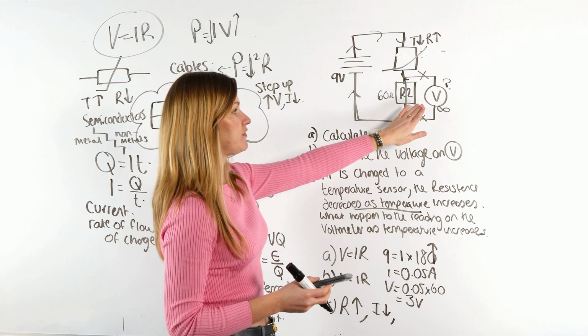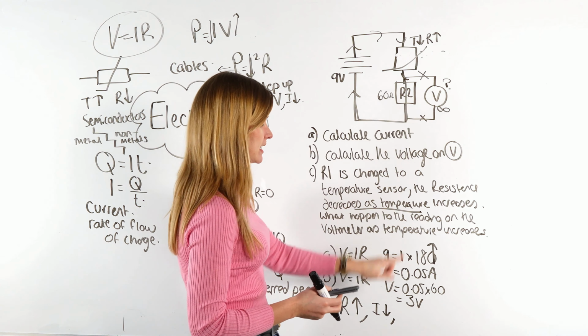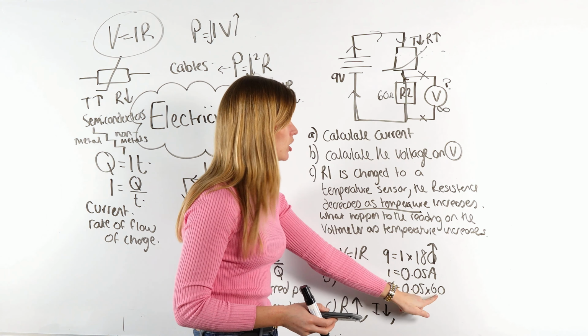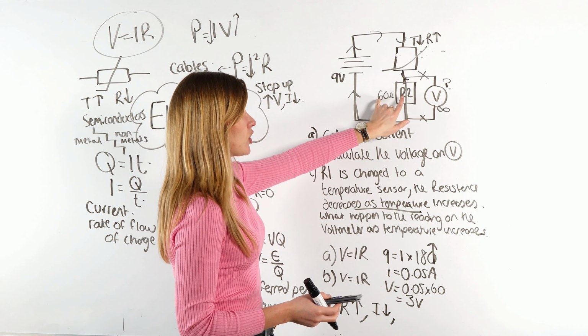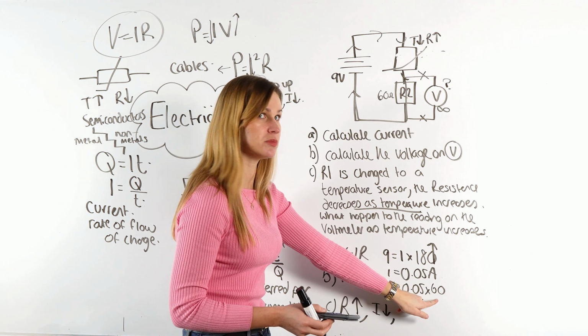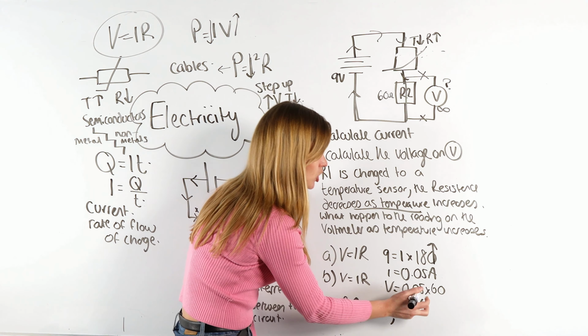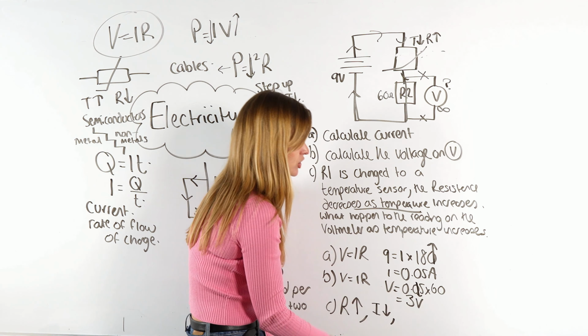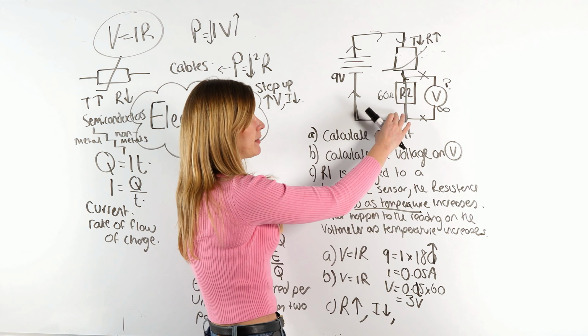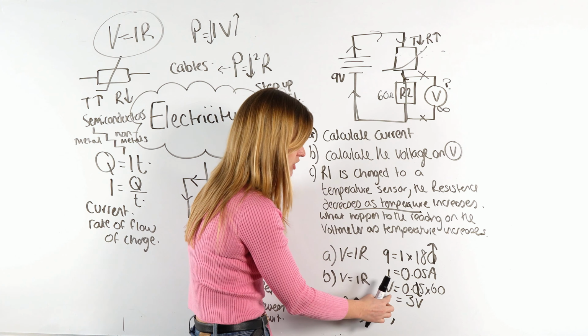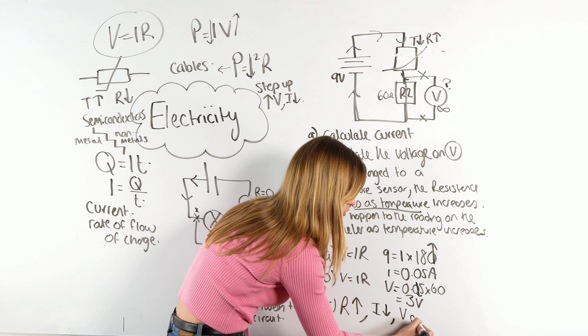Now, if I'm trying to figure out what's happened to this voltmeter, remember what we're doing here is V equals I times R. Yes, the resistance of R2 stays the same. It's still 60 ohms. But remember, we've decreased the whole current, so the current is much lower now than 0.05. If we've dropped the current, then if I look at my reading for voltage, that voltmeter is going to decrease.